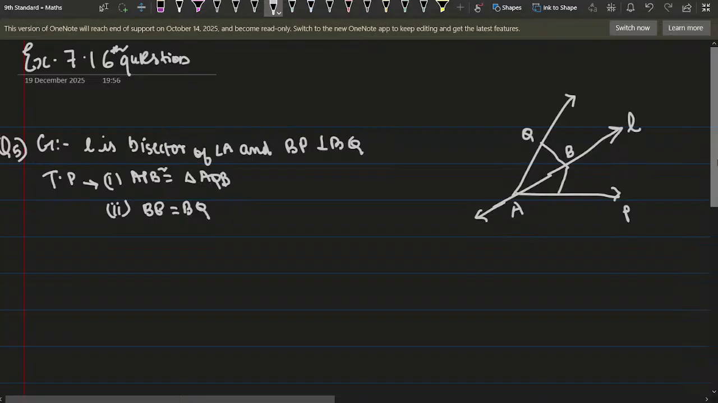So this angle and this angle are perpendiculars. We are given that L is the bisector of angle A, which means L is the bisector, so this is equal, 1 and 2. First explanation in English, then we will do Malayalam. Here, proof.